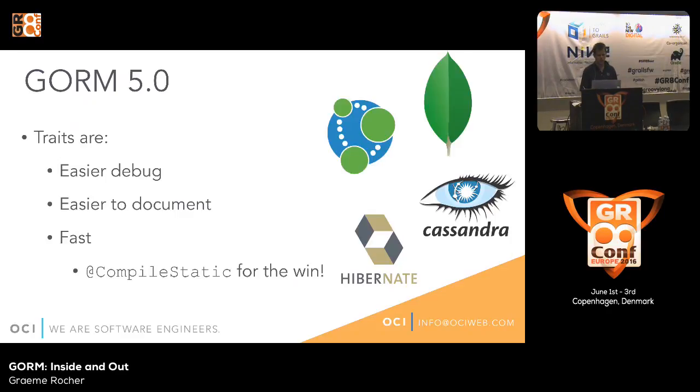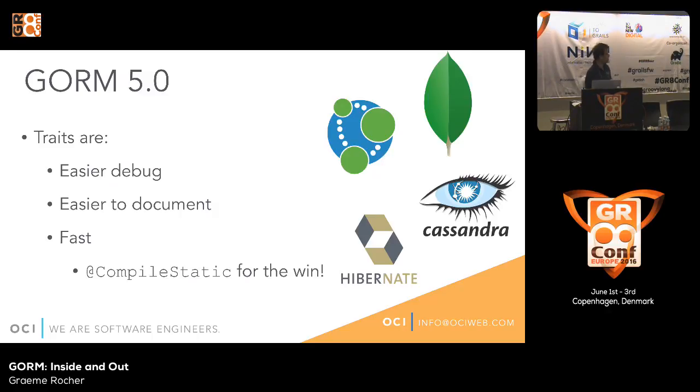This gives us the ability to easily debug, because when you call the save method, you can step into the actual implementation that's defined in the trait from your source code. It's easier to document, because we can just use GroovyDoc or JavaDoc to document our traits. So when you want to see the documentation for the save method, you can use your normal IntelliJ preview for the documentation on the save method, or you can step into the source and see the documentation directly above the method, rather than having to go to a separate reference documentation.